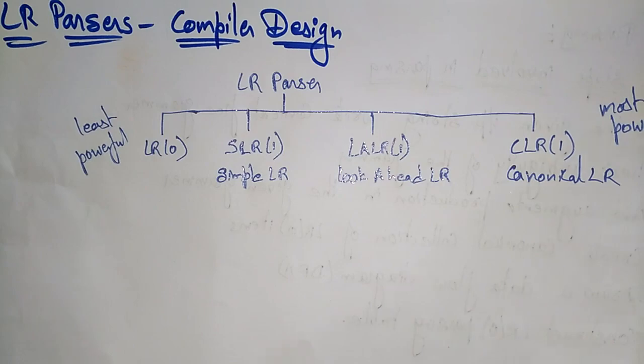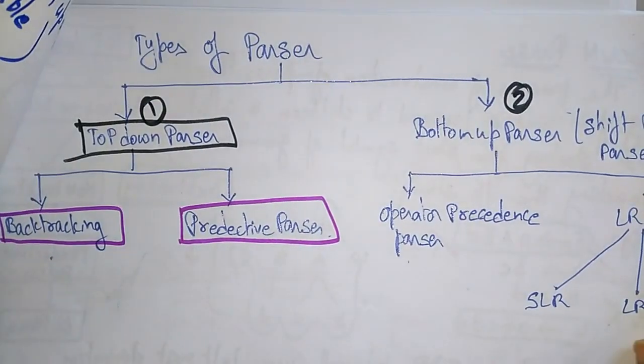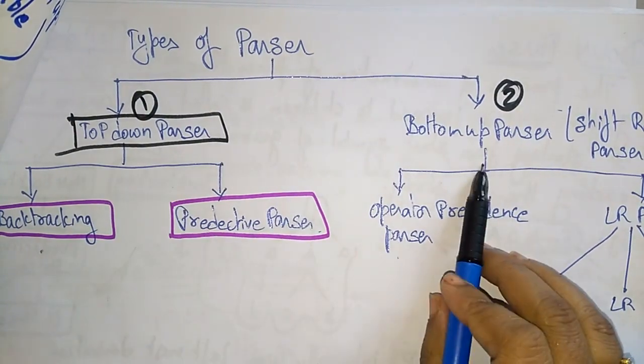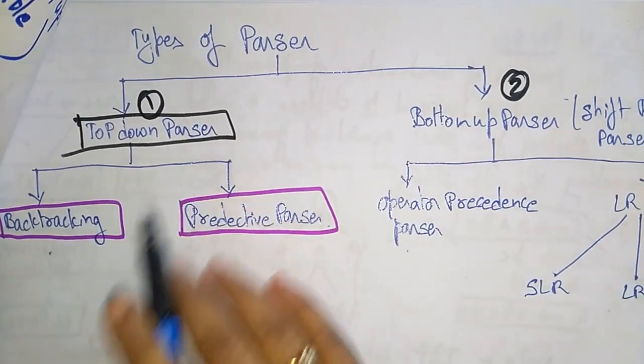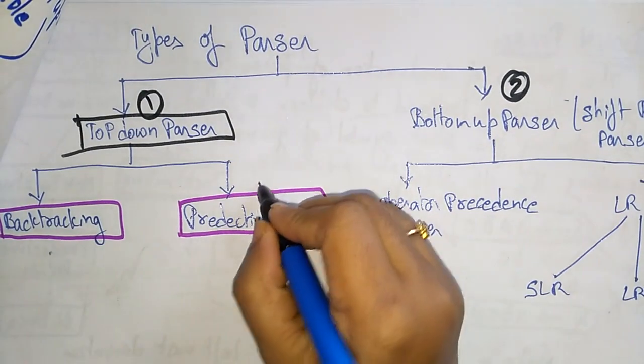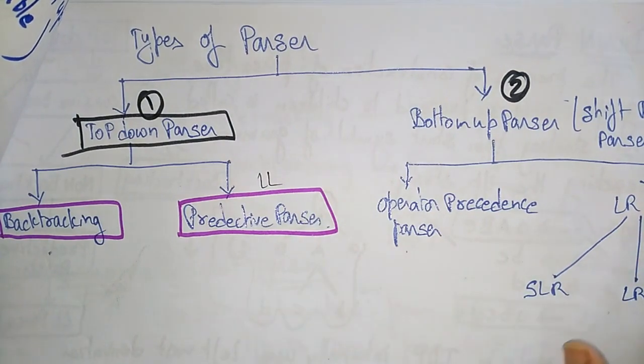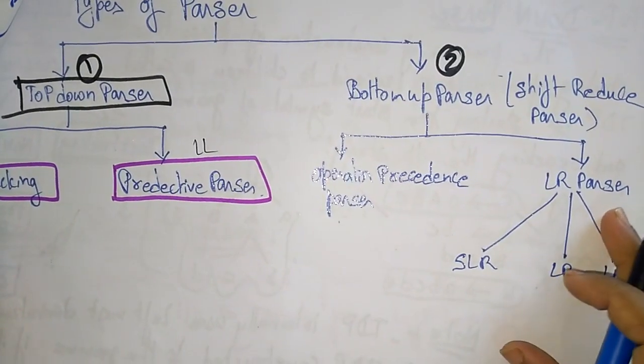I already explained that there are different types of parsers. The different types of parser: one is the top-down parser and the other is the bottom-up parser. In the top-down parser, we had seen backtracking and the predictive parser, that is nothing but the LL parser. Now let's see the bottom-up parser.